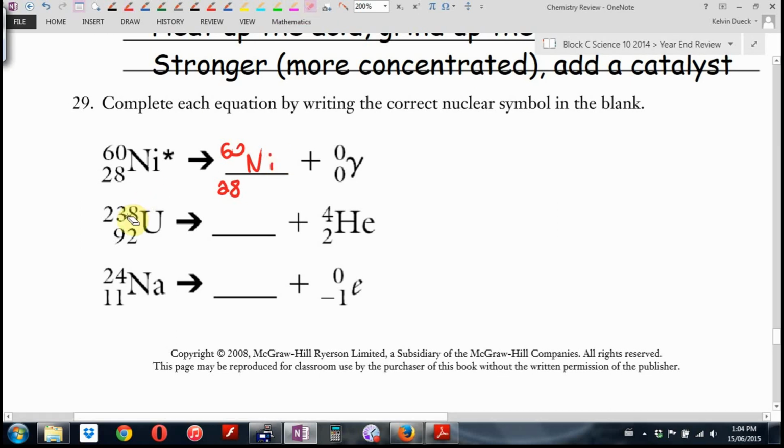Again, 238, 4. This is going to be 234 as a mass, because it's got to add up. It's going to be 90. And what is element 90? Thorium again, which was Th. Capital T, Mr. Dueck.